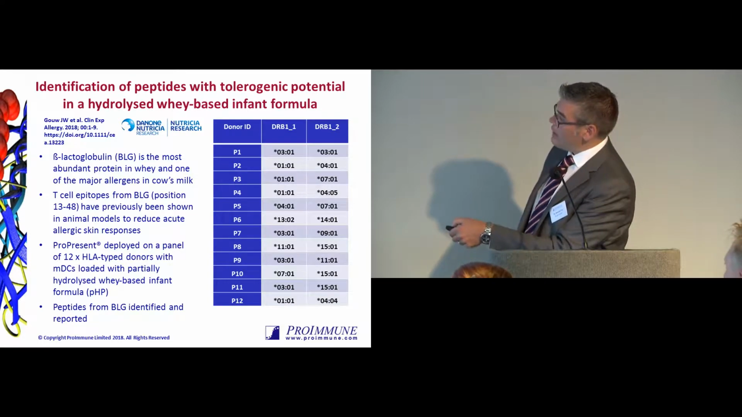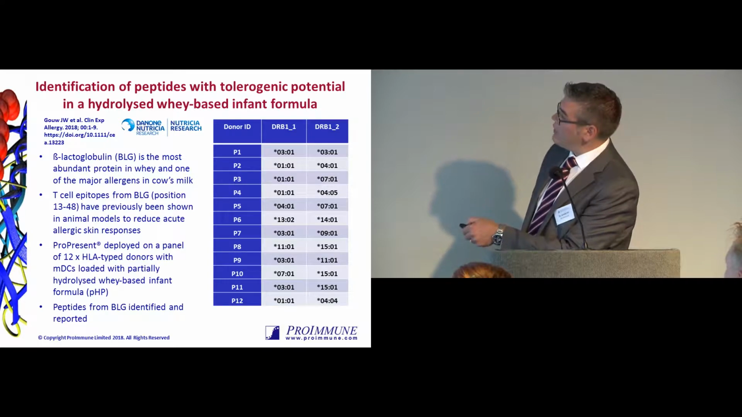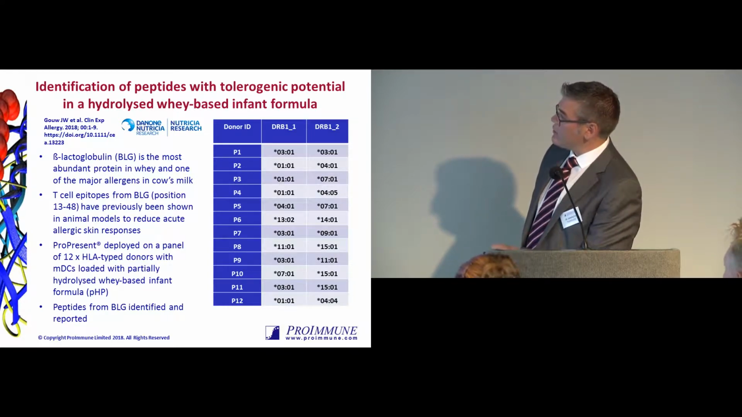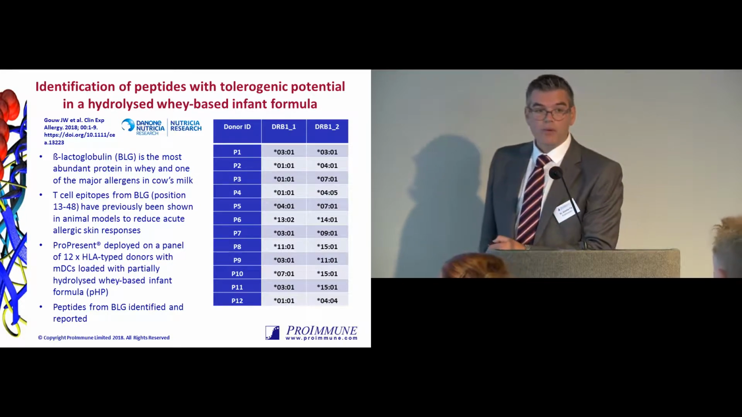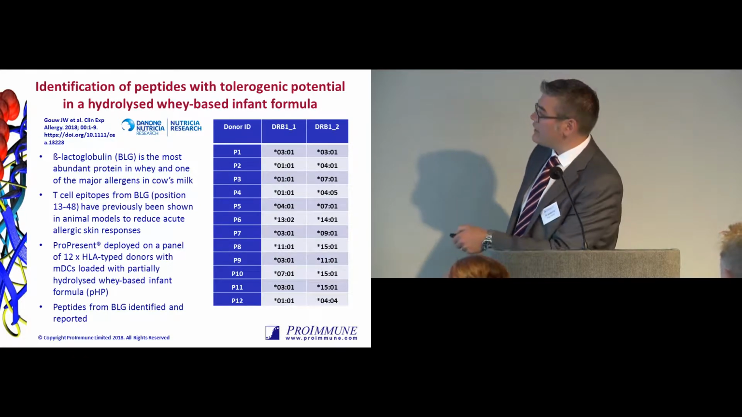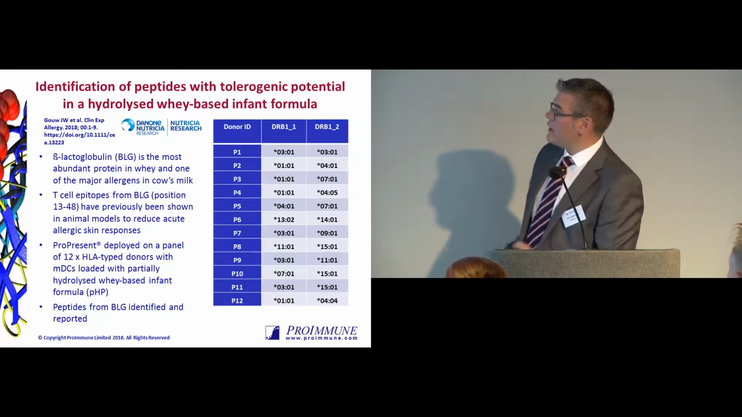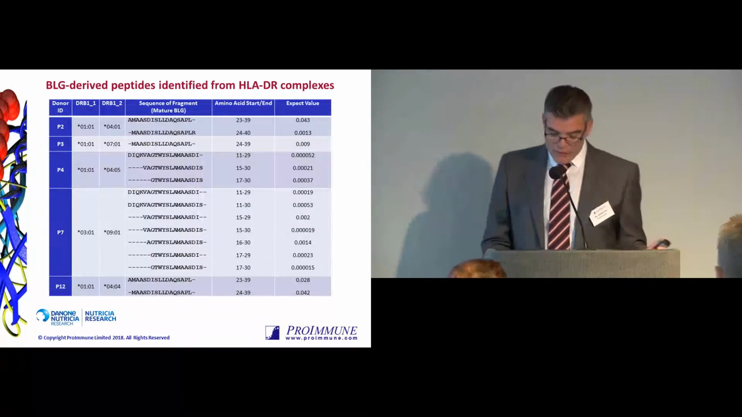So the donors' HLA types are listed here. We have a broad range of different HLA restrictions, including some that are more common to Asian allele families, so DRB1*0405, 0404 as well. So it's important to have a breadth of different HLA types.